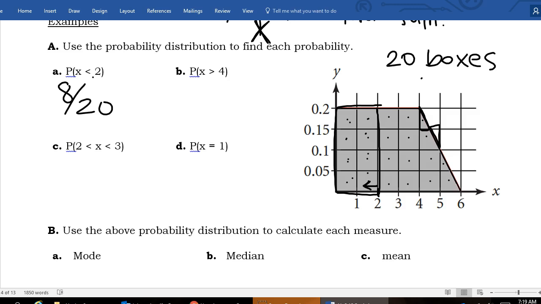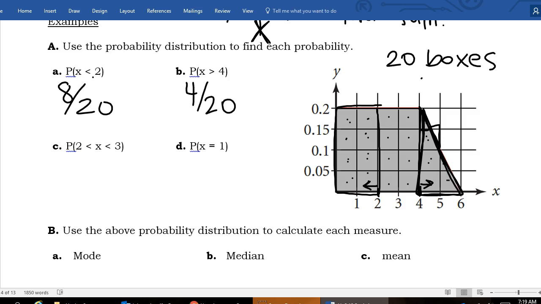Letter B says the probability that x is greater than 4. Here is 4 right here, and greater than would be this way. So we're going to count all of the boxes in this region right here. Again, matching up partial boxes to make full ones. So we have 1, 2, 3, 4. 4 out of 20 is the probability that x is greater than 4.